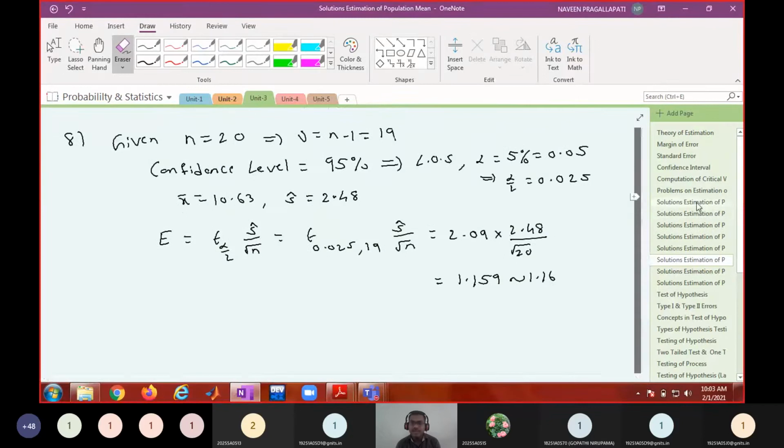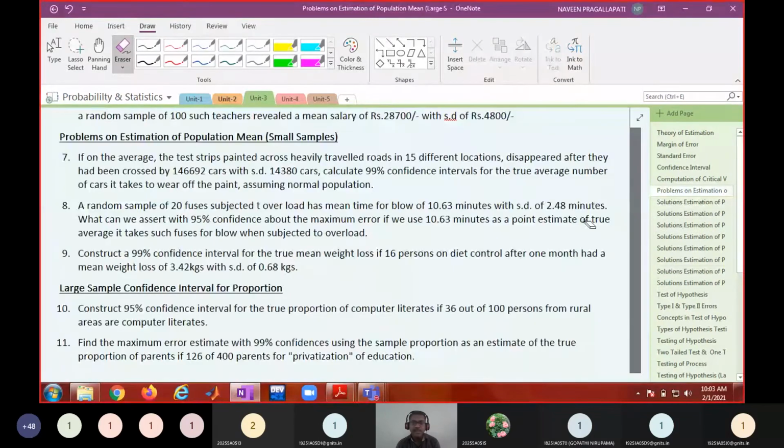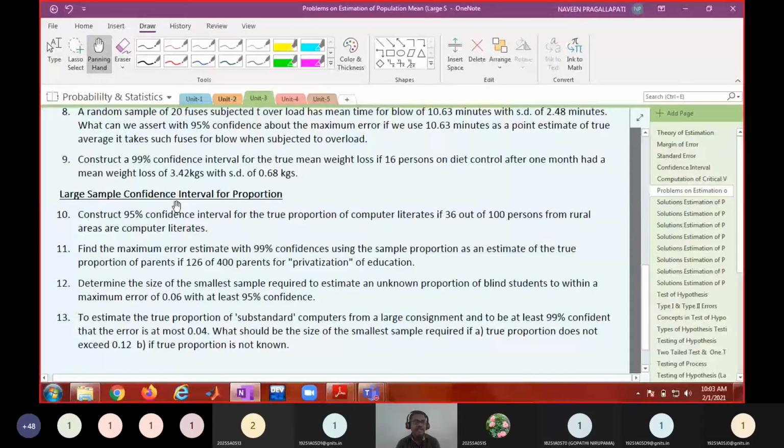Now we shall look at the problems related to proportions: large sample confidence interval for proportion. Read the first problem. Construct a 95% confidence interval for the true proportion of computer literates if 36 out of 100 from rural areas are computer literates.